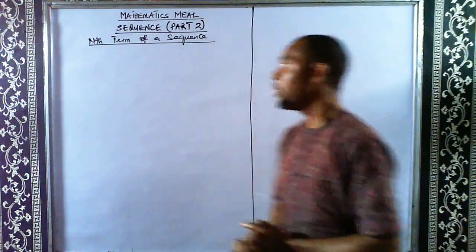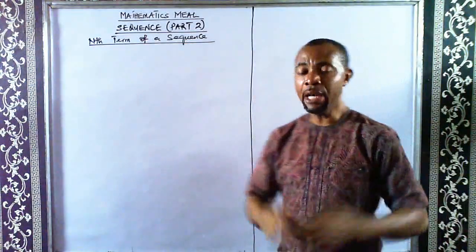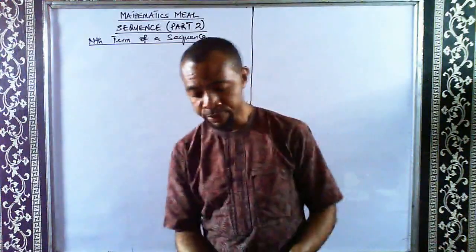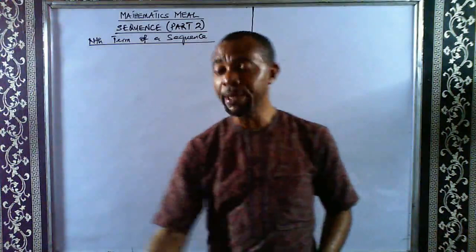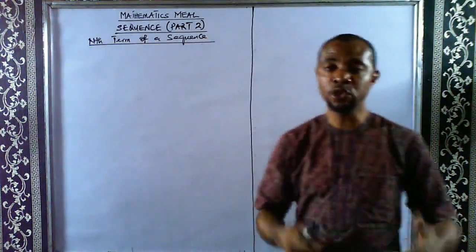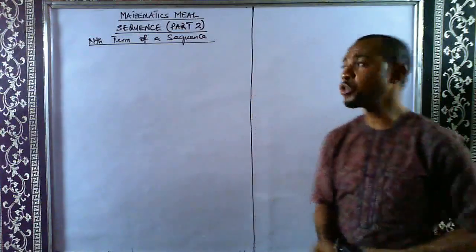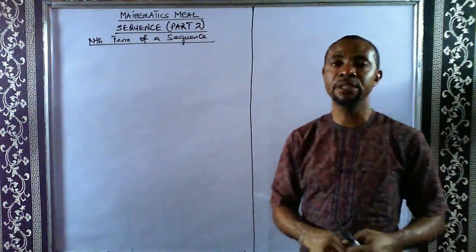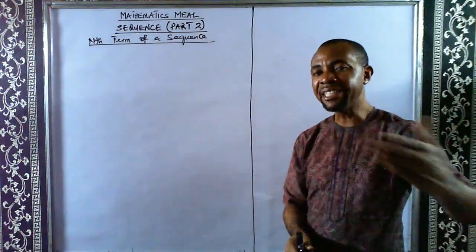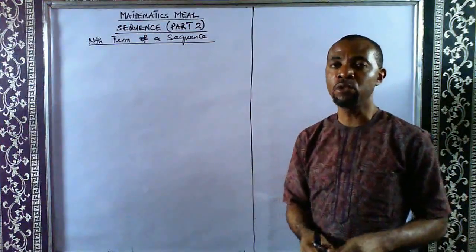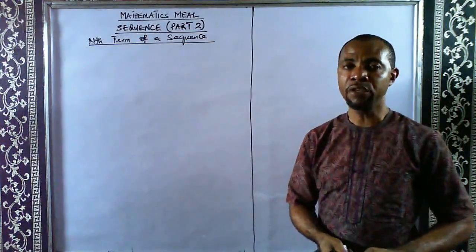Alright, now let's begin. Last time we described sequence and we also explained what we mean by the term of a sequence. We also talked about the number of terms in a sequence. Now we want to talk about the n-th term of a sequence, and we are going to define the n-th term expression, and then from there we explain further what we mean by the n-th term of a sequence.